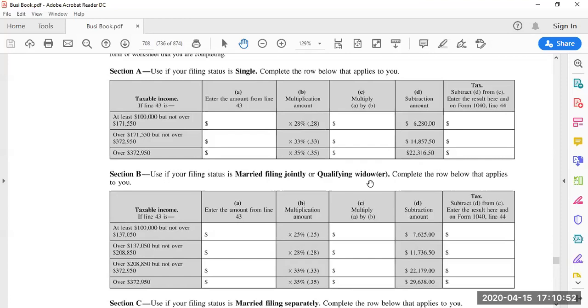We know that this status, as we saw in the previous example, married filing joint, is a lower tax bracket compared to single or married filing separate. And so you're going to have to make sure that you can qualify for this status. But if you do, you can use Section B.